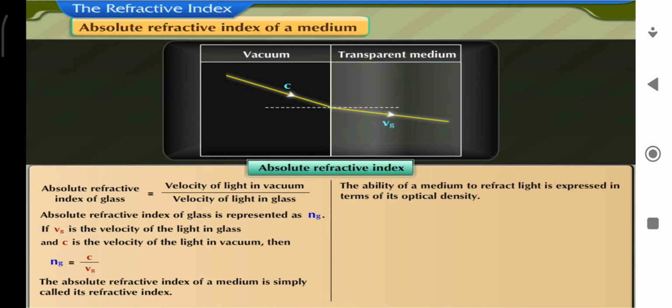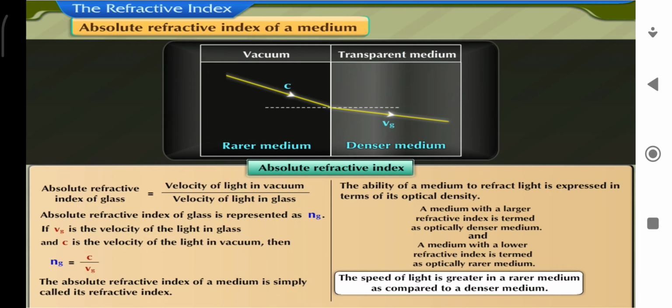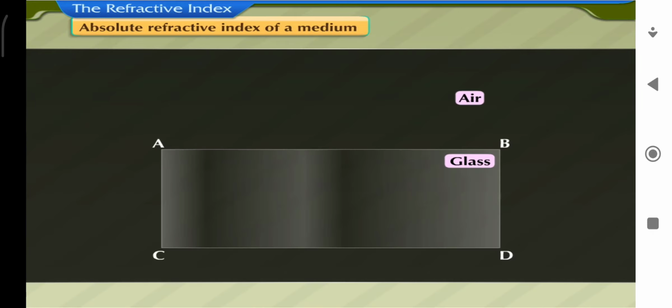The ability of a medium to refract light is expressed in terms of its optical density. A medium with larger refractive index is termed an optically denser medium, and the medium with lower refractive index is termed an optically rarer medium. The speed of light is greater in a rarer medium as compared to a denser medium. As a result, a ray of light traveling from a rarer medium to a denser medium slows down and bends towards the normal. Let us consider a ray of light traveling from air to glass.